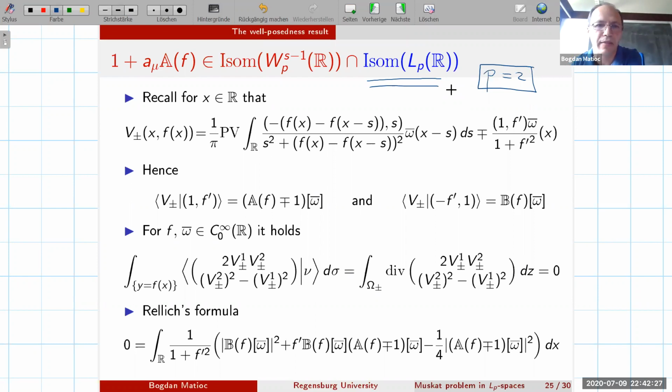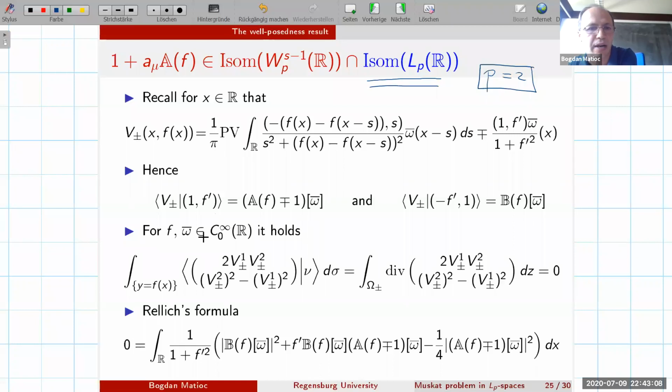So remember, the velocity field on the interface is given by this formula, depending on where we approach the interface, from below or above. We have a jump here. And if we consider the tangential component of V, this tangential component can be expressed with the help of A. So it's A minus plus 1 applied to omega bar. The normal component of the velocity can be expressed with the help of B. And here we have these two facts and the following properties.